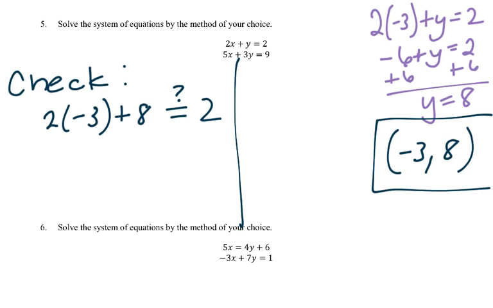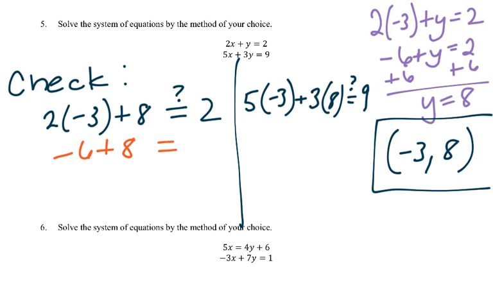I would also do it for the second equation: 5 times negative 3 plus 3 times 8, does that equal 9? I would solve the left-hand side of each of these equations to determine whether or not they make a true statement. So I get negative 6 plus 8, does that equal 2? Negative 6 plus 8 is equal to 2. 2 equals 2, check. It worked in the first equation.